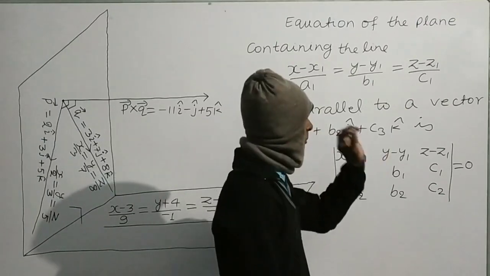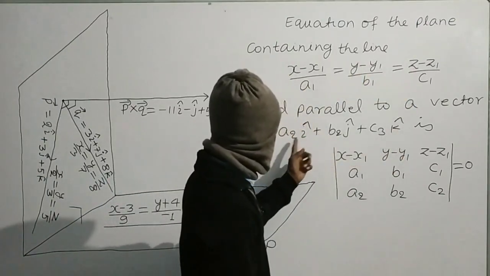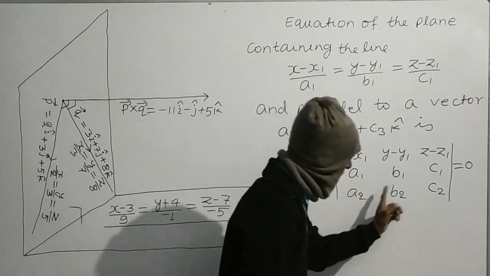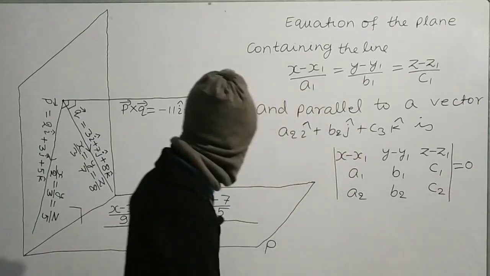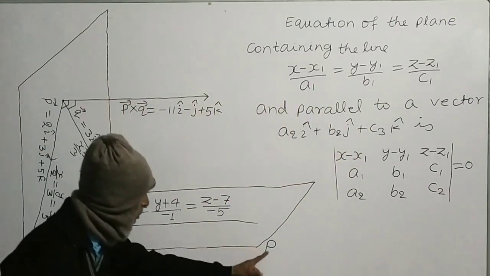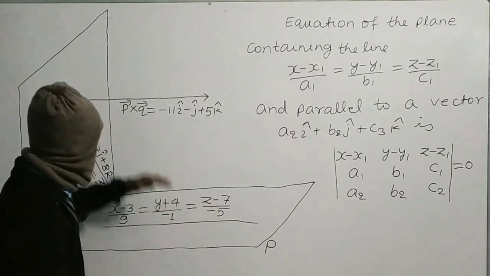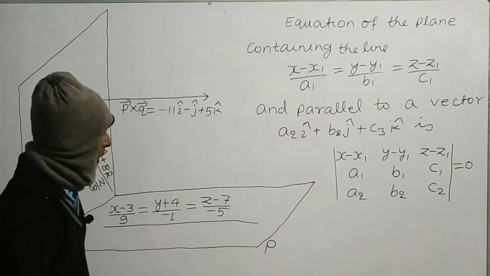The equation of the plane containing this line and parallel to this vector is written as this determinant is equal to 0. Here this plane P contains this line and is parallel to this vector P cross Q.